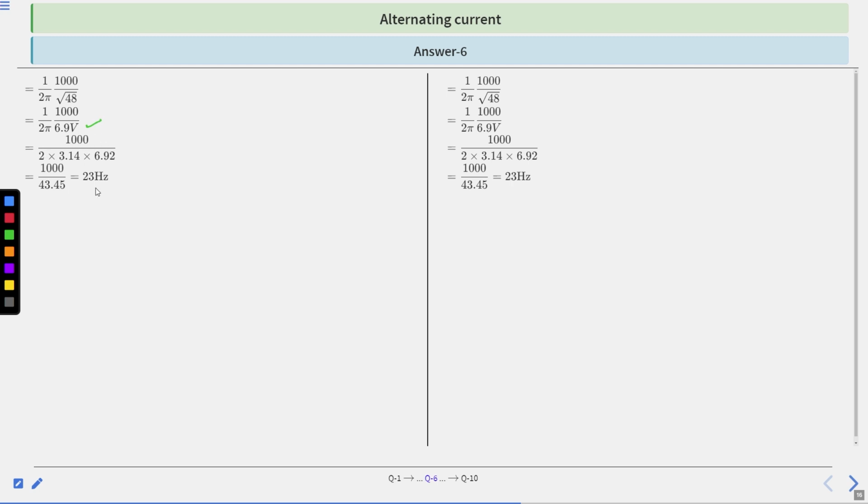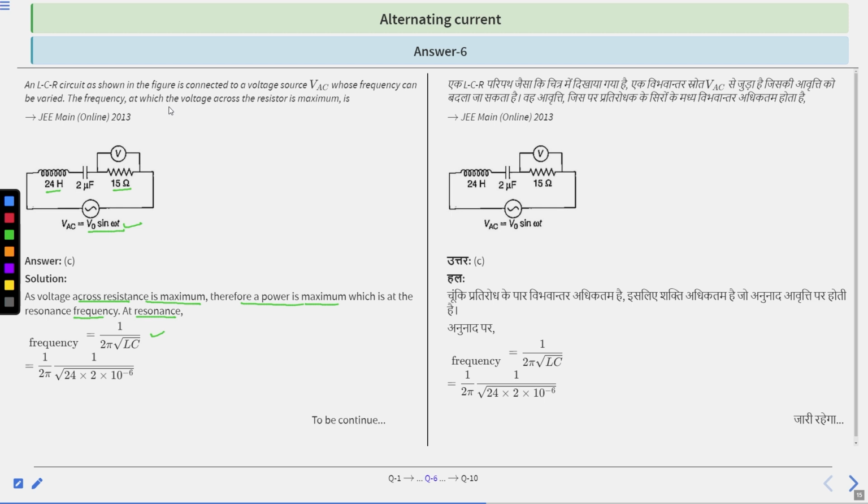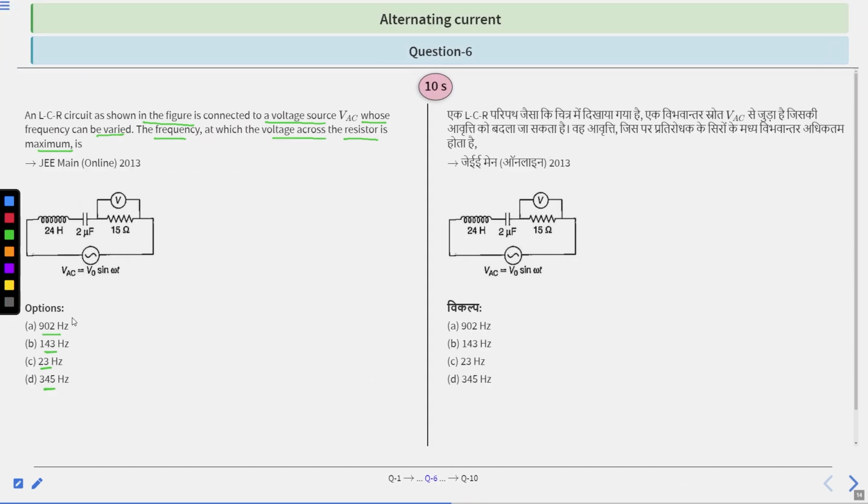Solving this, you will get 23 hertz. After solving 1000 divided by 43.45, you will get 23 hertz as the frequency where the voltage across the resistor is maximum. Clear? So this is the answer. The correct answer is 23 hertz. Option C is correct. Clear?